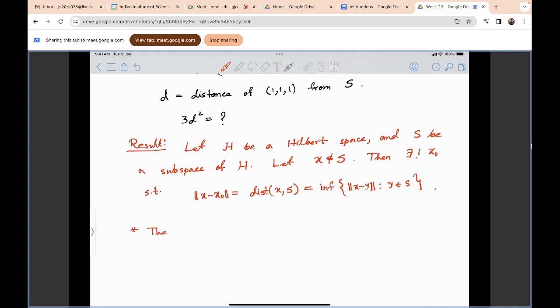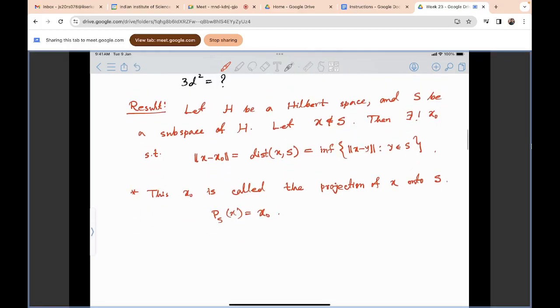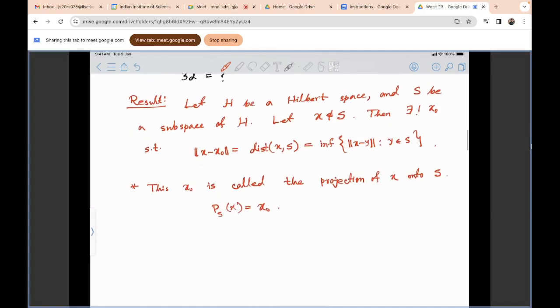Where this x0 is called the projection of x onto S, on that subspace, and there is a formula for this x0. So the projection P of x is x0. Okay, so we have to find the projection of that point.